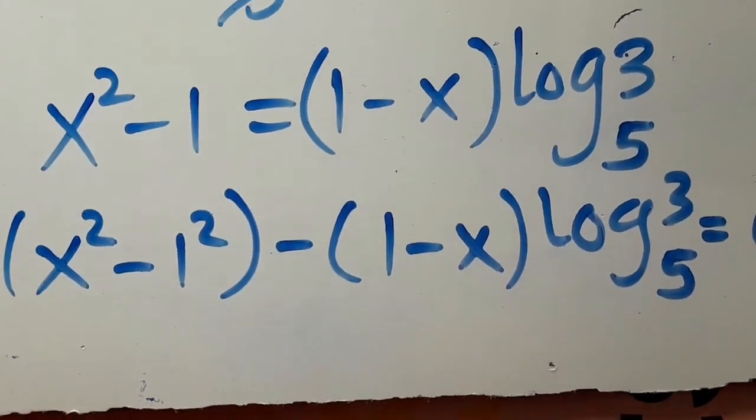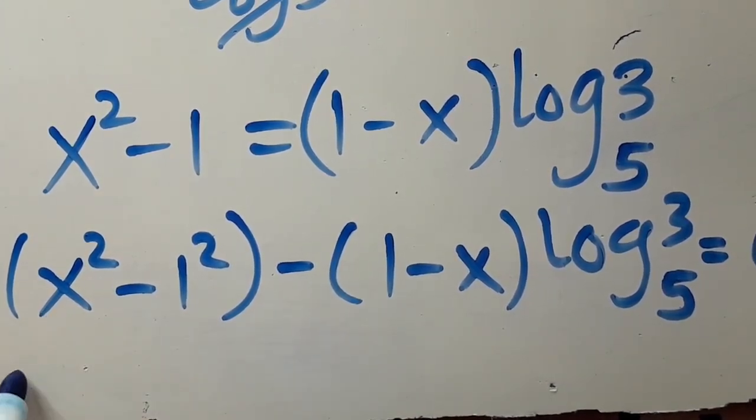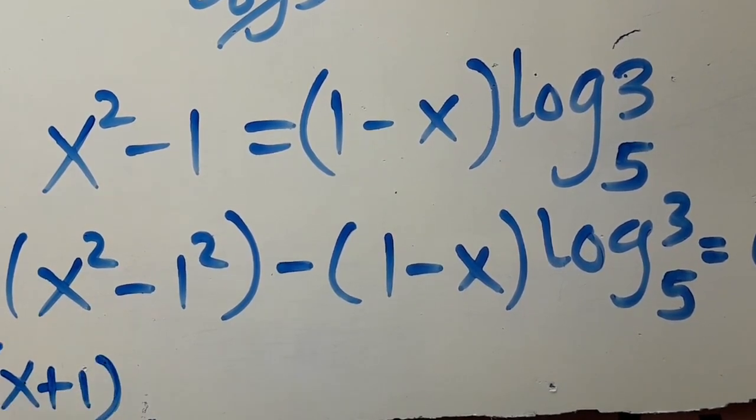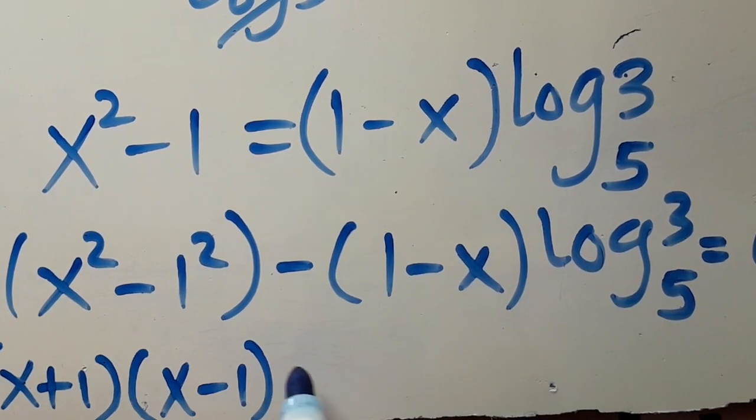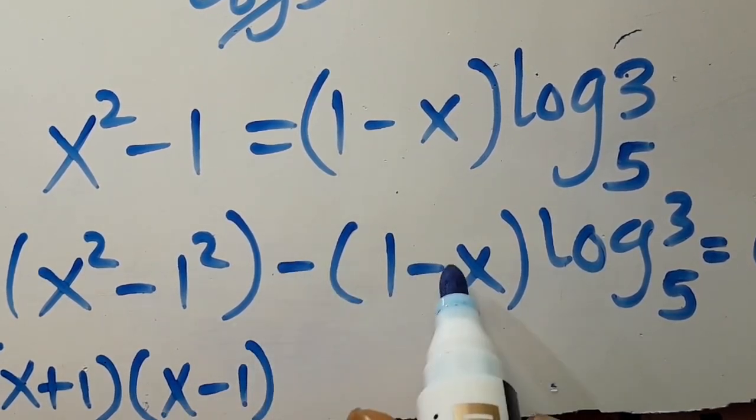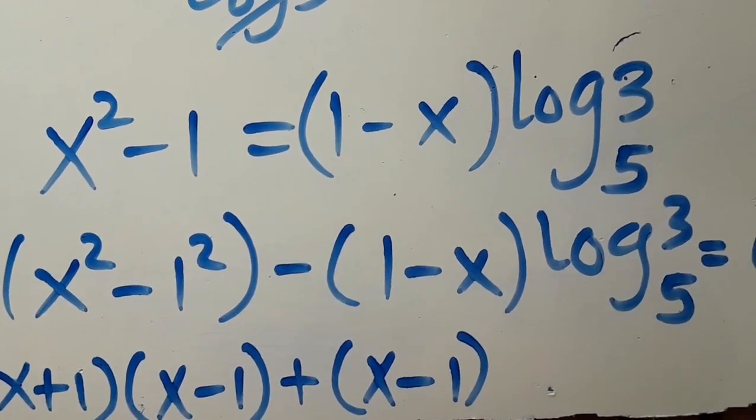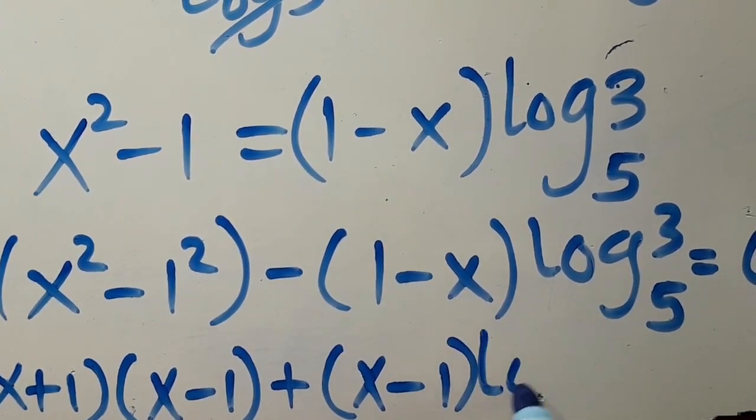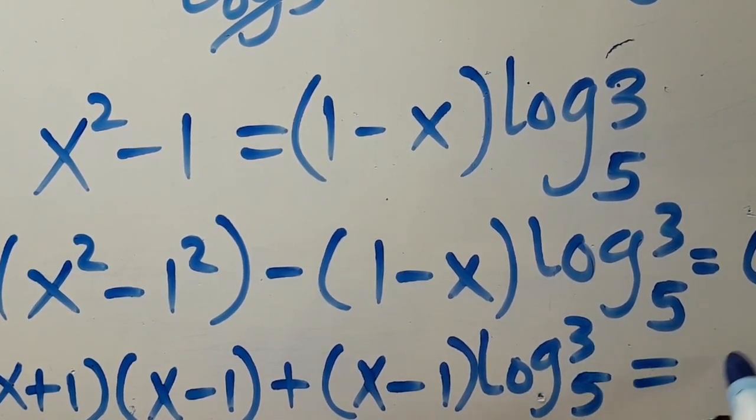Then from here, we can have this as difference of two squares. This will be x plus 1, then multiply by x minus 1, difference of two squares. Then when you open the bracket with minus, here will be plus x minus 1. Then multiplied by log 3 in base 5, and everything equals 0.